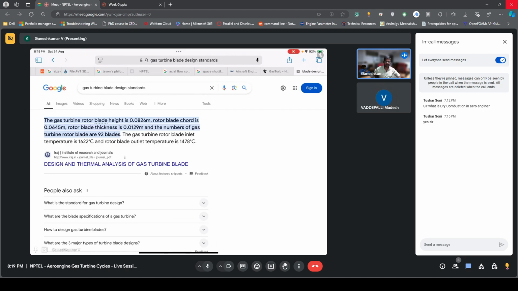Some things will be open source. For example, there might be some engine designs that would be open source. What are the variables that they use? Those things would be open source. Using that only, you may need to try to connect the dots.